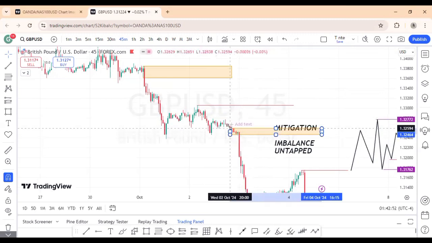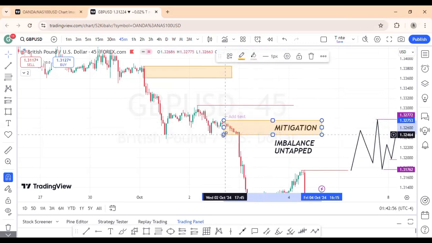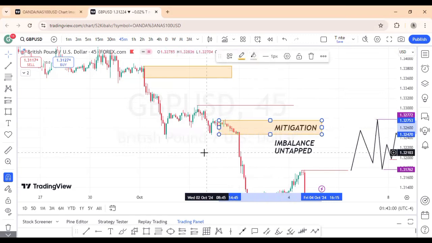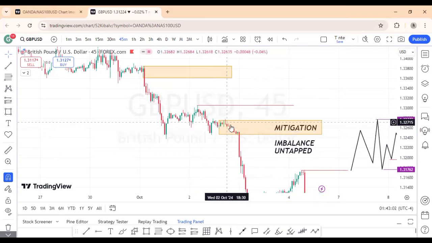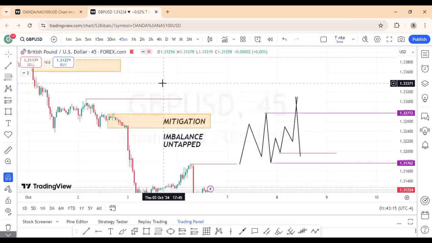But don't forget that this is a whole area, right? So you can just make it easy for yourself. You can pick from here down to this point, from this high down to that last candle, so that you don't miss out, right? So this is what we mean by mitigation. Price coming back to tap into an area that has not been tapped before, right? So that's what we mean by mitigation.